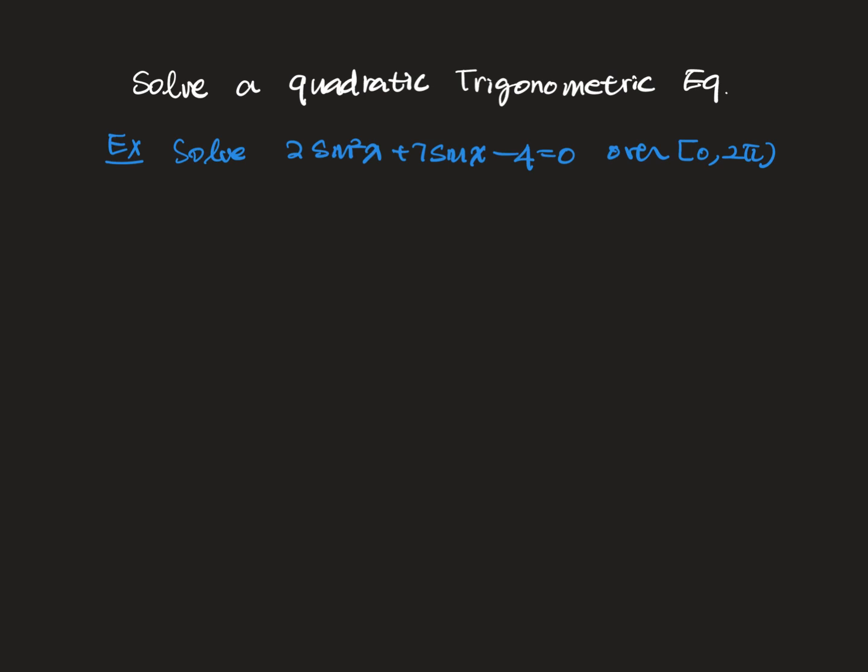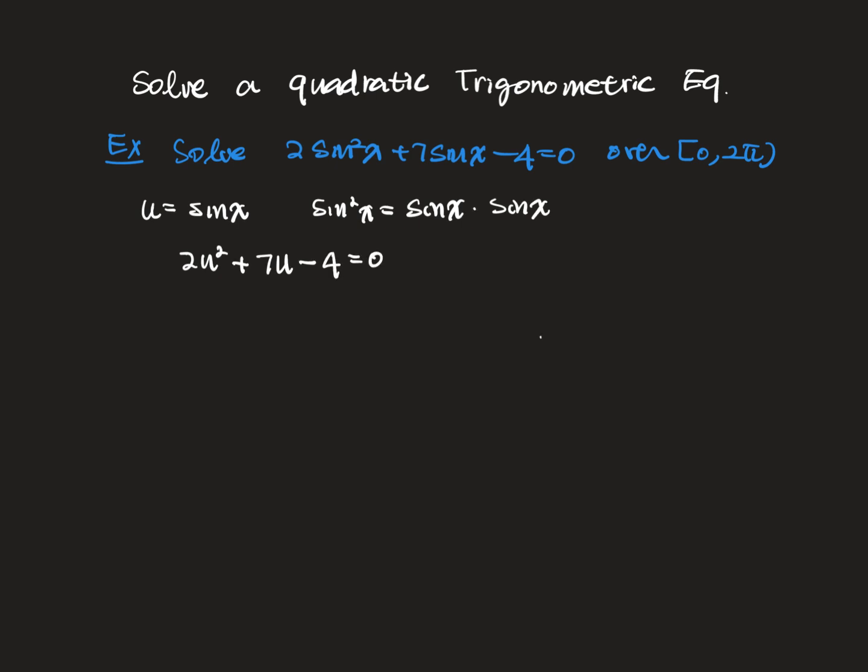This is 2 sine squared x plus 7 sine x minus 4 equals 0. We're going to use the substitution method to solve this one, guys. Let u be sine x. Okay, that's the substitution. So sine squared x means sine x times sine x, right? So the first one is going to be 2u squared plus 7u minus 4 equals 0.